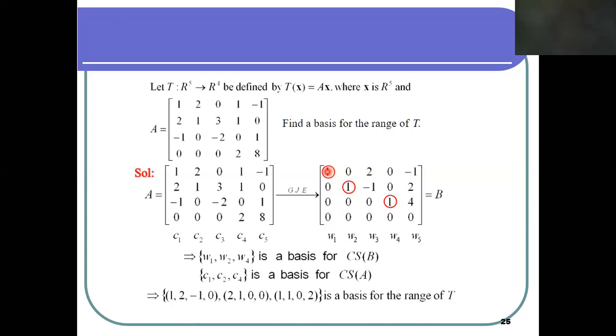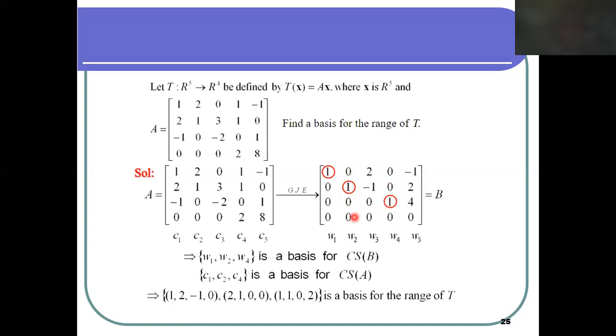So in that case, the dimension of row space means the number of pivot rows: this is 1, this is 2, and this is 3. And the number of pivot columns: this is the first pivot column, this is the second pivot column, this is the third pivot column. So the dimension of row space is 3 and the dimension of column space is also 3. So the dimension of the range of T is equal to the rank of the transformation.